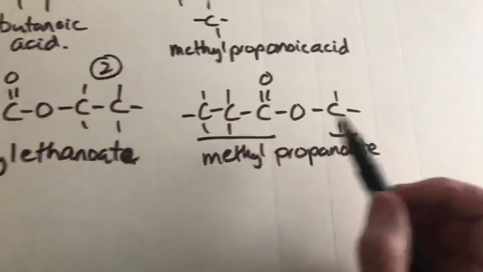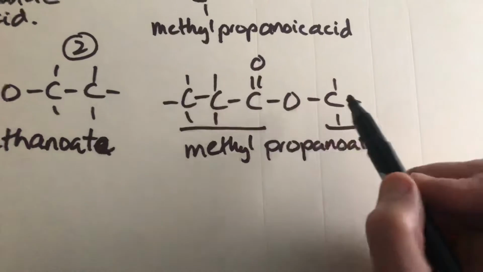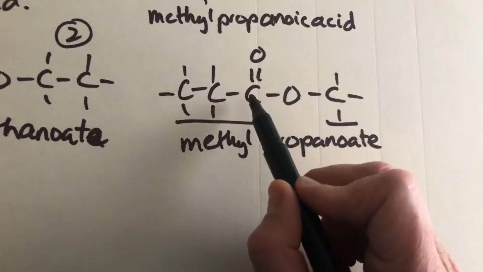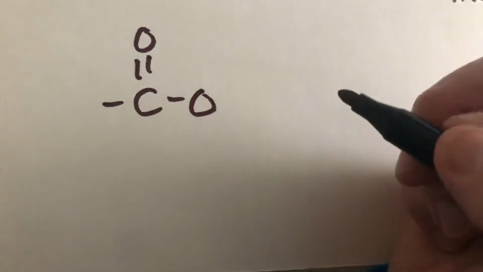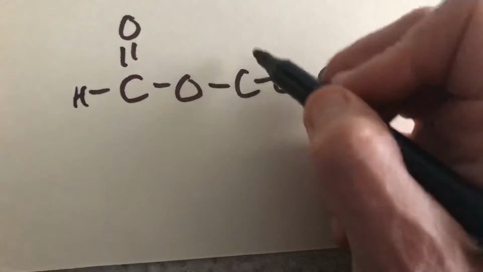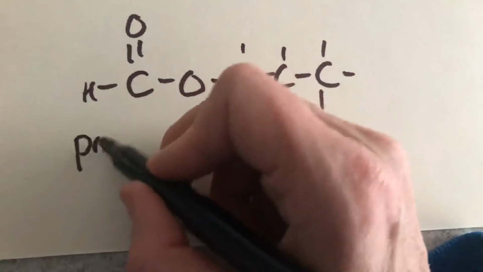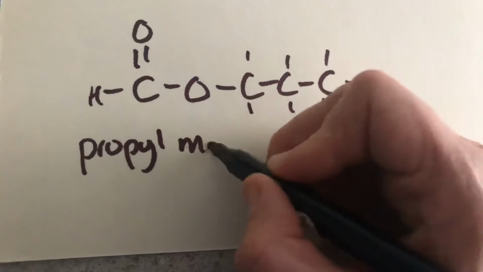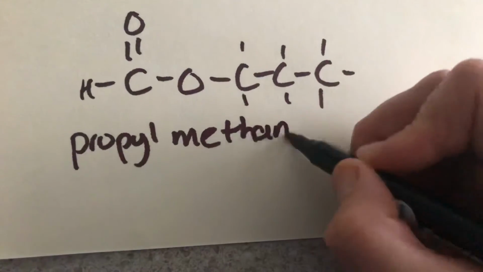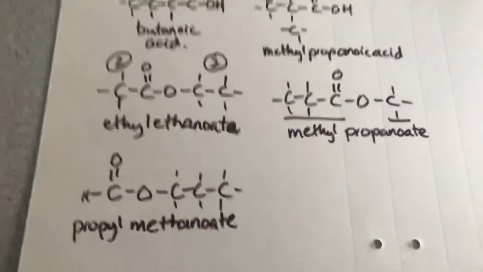So this molecule here had 3 carbons with the double bond to O and 1 on the other side. So let's do 1 and 3 now. Okay, so that's our 1. That's our ester functional group, 1, 2, 3. Okay, that's an H there, 1, 2, 3, 4, 5, 6, 7, and 8. So that one is called propyl methanoate. Now those are the 3 main esters that you could have.